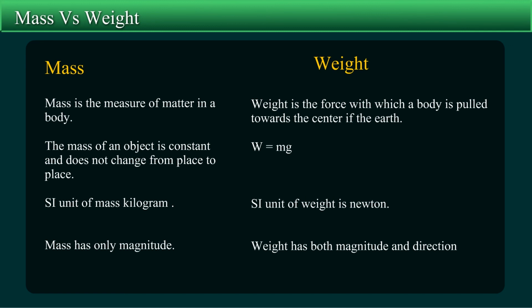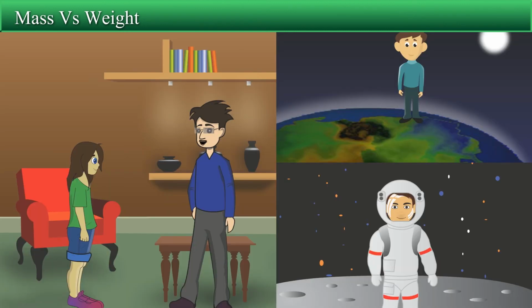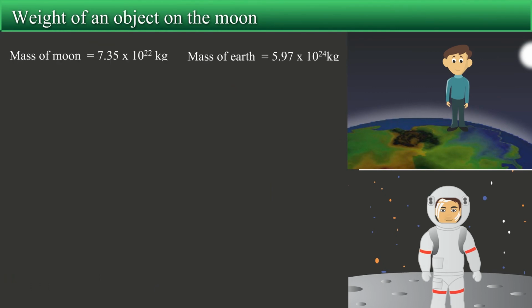Since the weight of an object changes with location, will a person weigh more or less on the moon? The weight of an object on the earth is the force with which the earth attracts the object. Similarly, the weight of an object on the moon is the force with which the moon attracts that object. Since the mass of the moon is lesser than the earth, the weight of an object on the moon will be lesser.